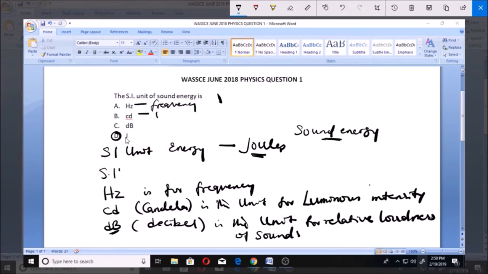Candela, CD, is for luminous intensity. Decibel, dB, is for relative loudness of sound. So take note. The right answer is joules, which is the unit for energy, because energy is involved, and the type of energy we are looking at is sound energy. Thank you.